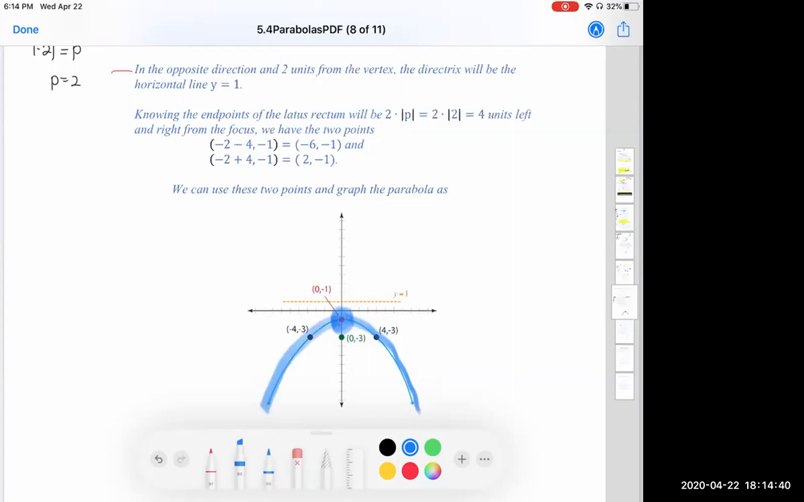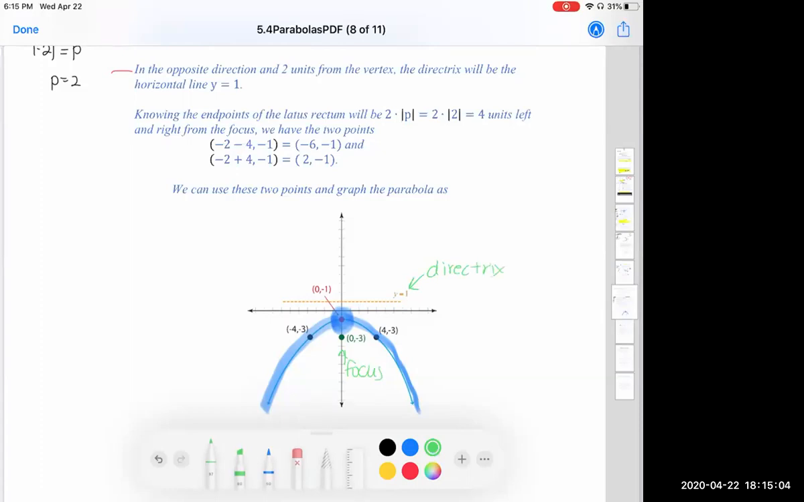Okay, we know we need to move inside our parabola and away. So inside our parabola, we're going to use that p equals 2, and we're going to move 2 units inside, which gives us our focus there. Our focus. And we're going to move away, which gives us our directrix.